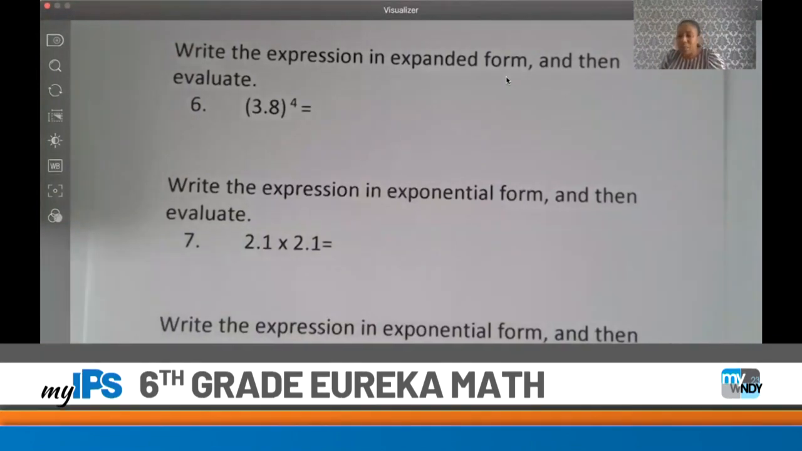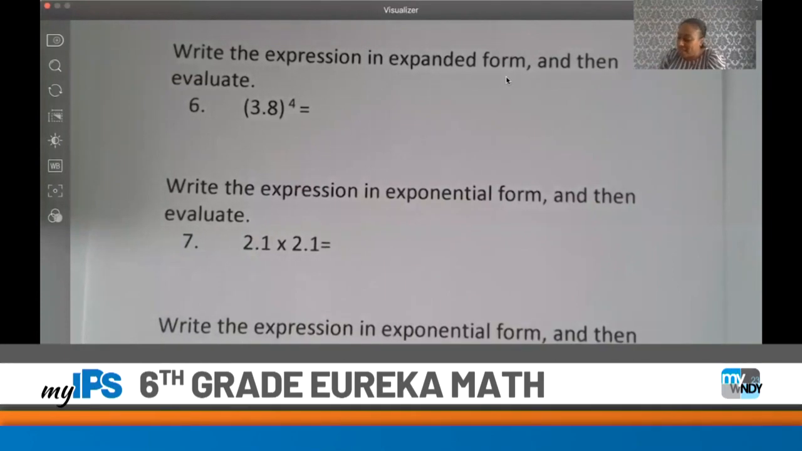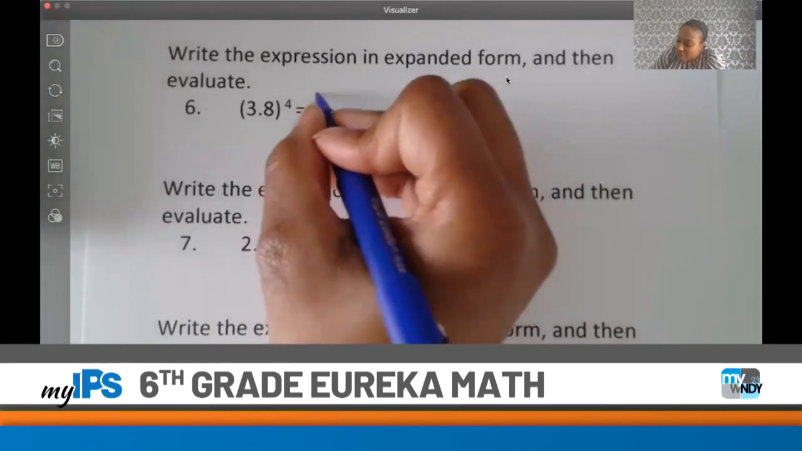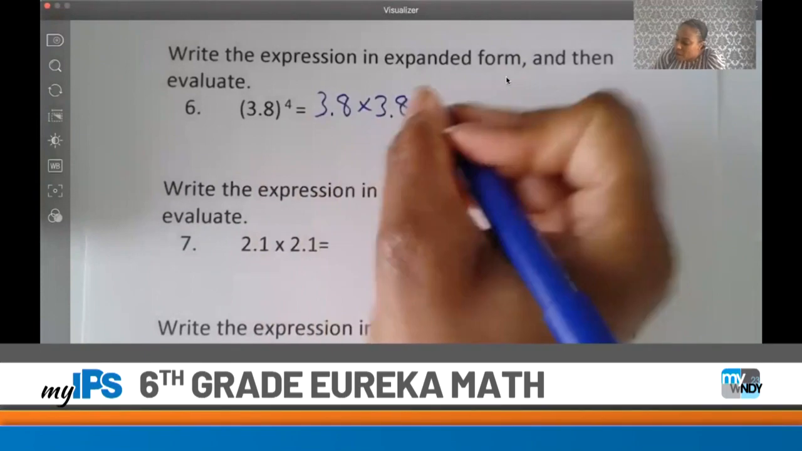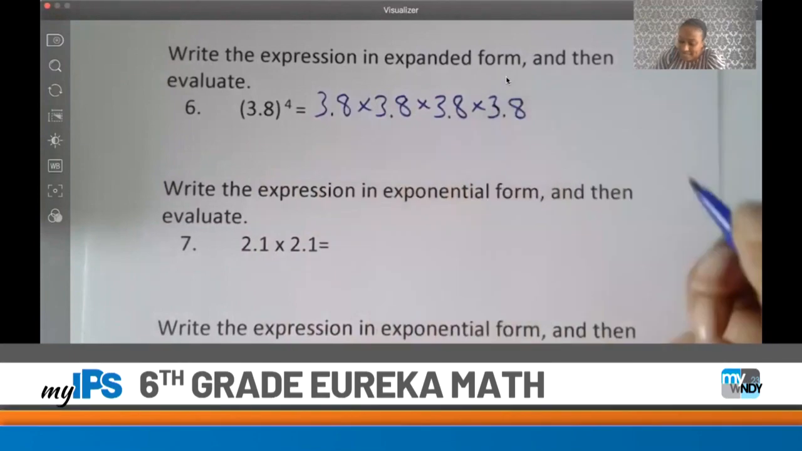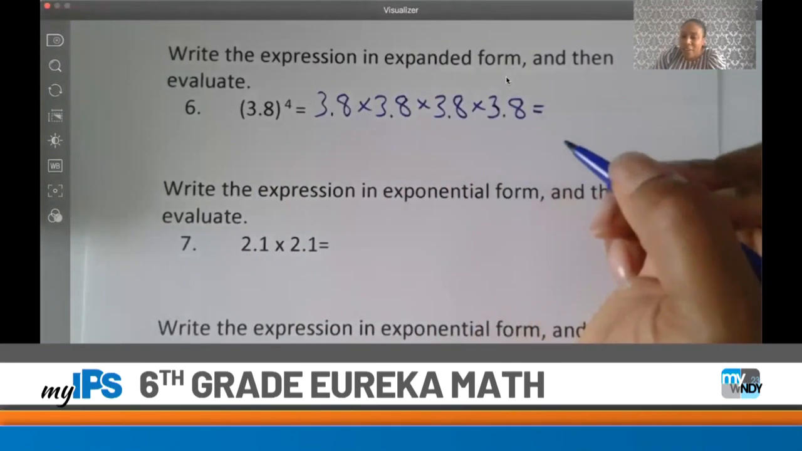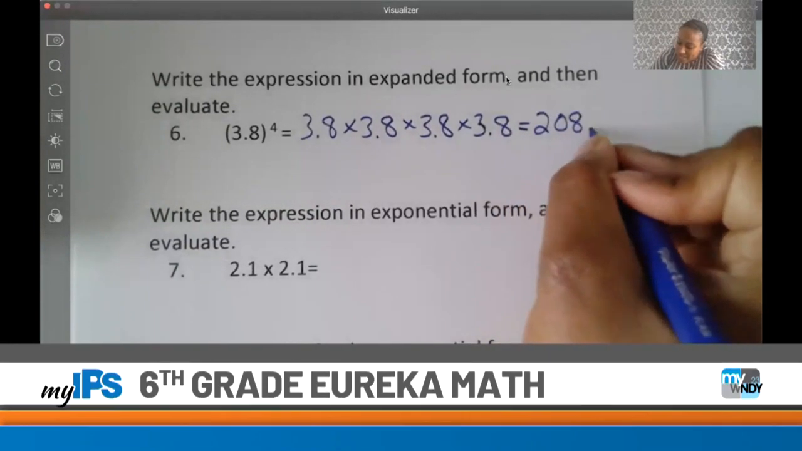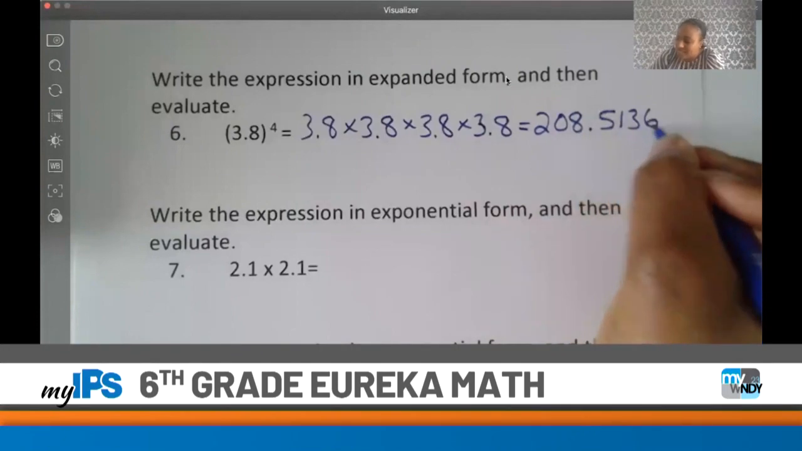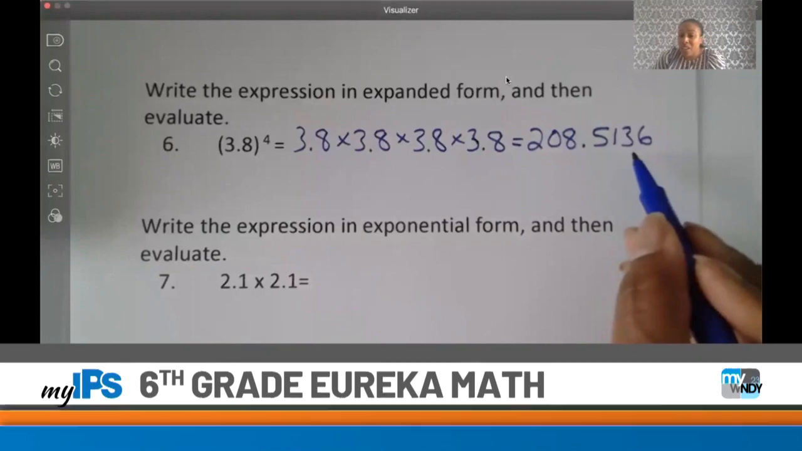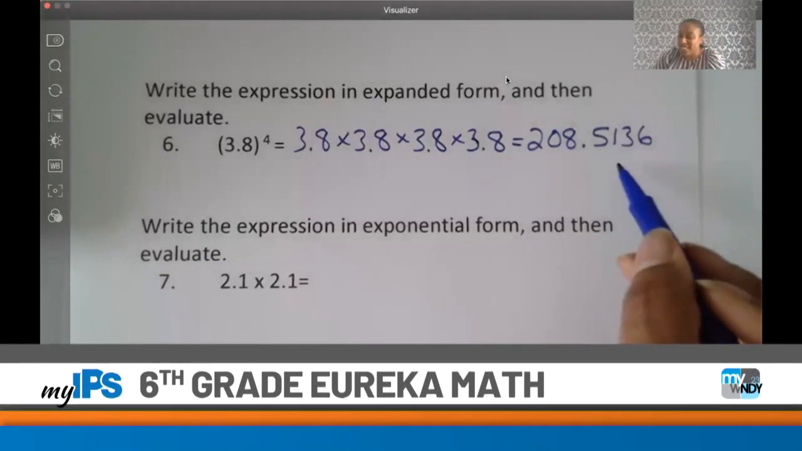Write the expression in expanded form and then evaluate. 3 8/10 to the 4th power. So I'm going to write 3 8/10, 1, 2, 3, 4 times. When I evaluate that using my calculator, I will have an answer of 208 and 5,136/10,000.